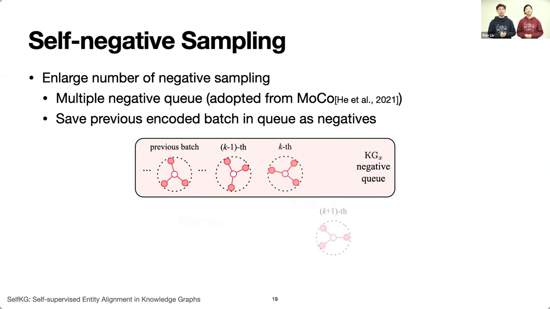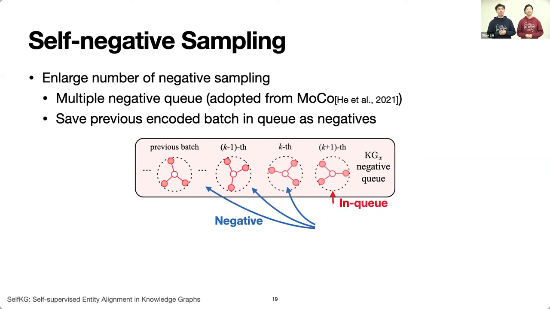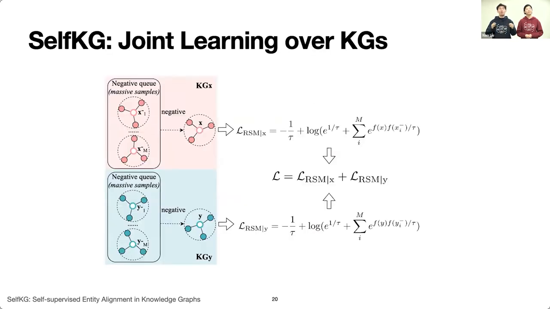And for the next batch, it continues to view the K-th batch and all the previous ones as its negatives, and finally puts itself into the queue. Such a strategy does not require any additional encoding effort, and thus has a comparable efficiency to those with fewer negatives. And with the help of multiple negative queues for each KG respectively, our Self-KG is jointly optimized over all of KG. It requires no labels at all, and in our implementation, it only involves the entity name and first-order neighbors. Will such a simple self-supervised algorithm achieve good results?